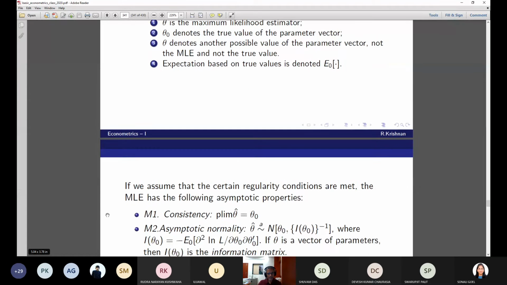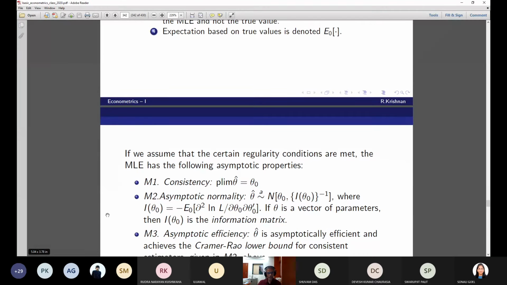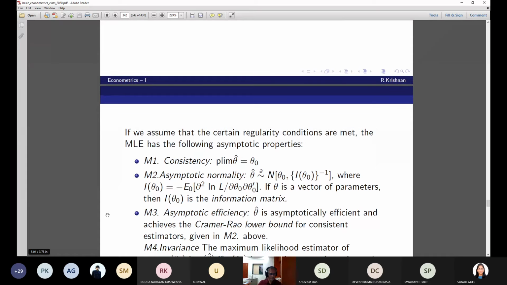We assume that certain regularity conditions are met. Proving them is beyond us, so we are just going to say the regularity conditions are met. If they are met, the MLE has the following asymptotic properties.